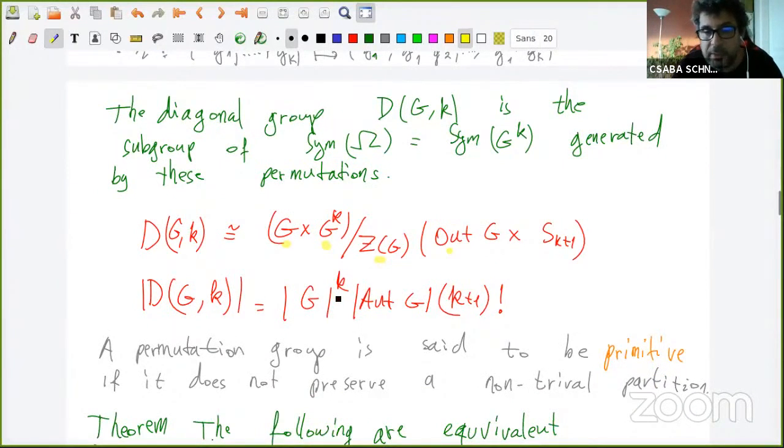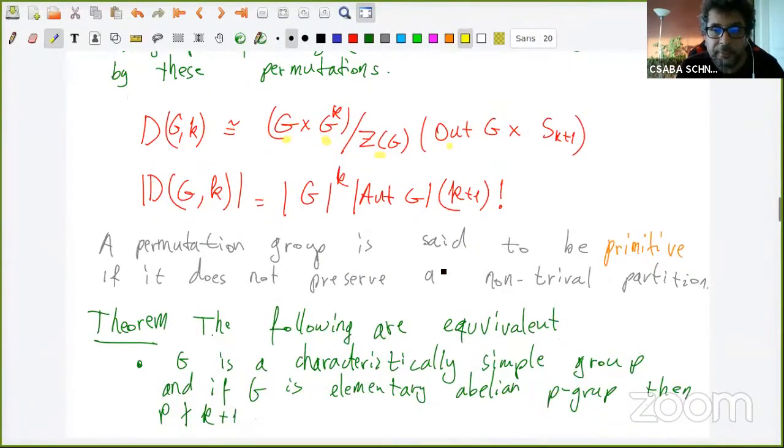Of course, if G is infinite, it's going to be an infinite group. When G is finite, its order is going to be the order of G to the K times the order of the automorphism group of G times K plus 1 factorial. And we are often interested in when a permutation group is primitive. So in the theory of permutation groups, we are interested in primitive permutation groups, which are the permutation groups that do not preserve any non-trivial partition of the underlying set, and they are transitive, of course. So this group is going to be transitive.